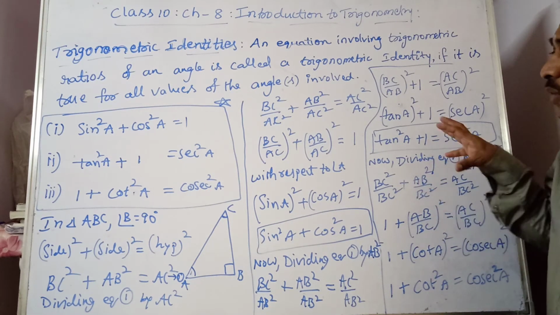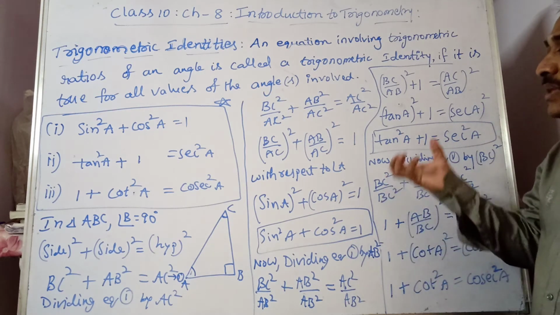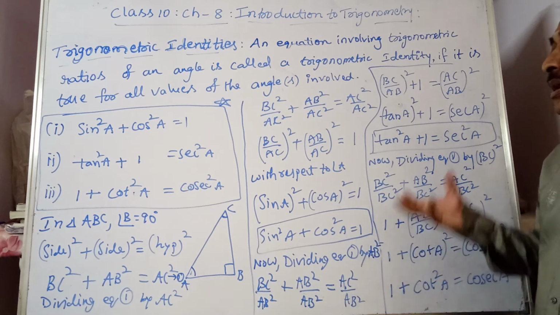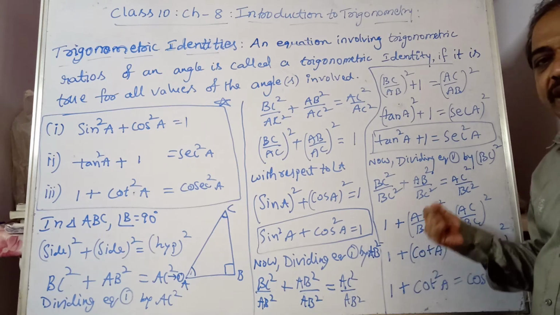I hope you understood how we are getting these identities by taking a right angle triangle and by applying Pythagoras property. We are getting the trigonometric identities. Is it clear, students? Right.